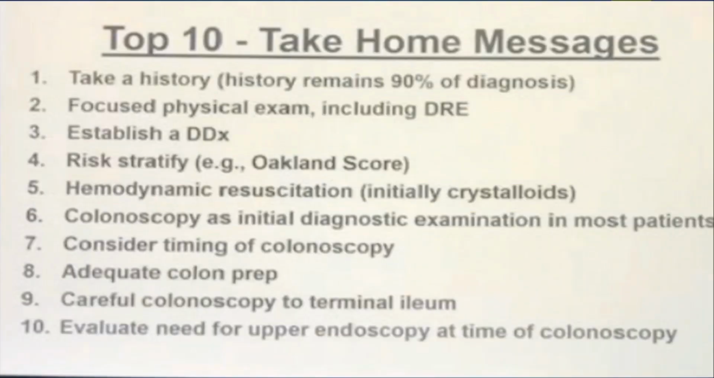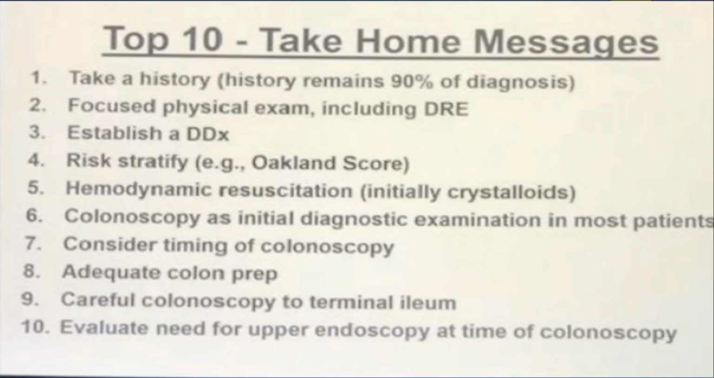And the top 10 take-home messages: take the history, focus on physical examination, establish therapy, risk stratify with the Auckland score, that is a score just for lower GI bleeding, hemodynamic resuscitation, initially with crystalloid, and colonoscopy as the initial diagnostic examination in most patients. Consider timing of colonoscopy, not in every case. You should have a clean bowel, otherwise you don't see the small angiodysplasia, which sometimes causes massive bleeding. Adequate colon preparation is mandatory. Intubate to the terminal ileum.